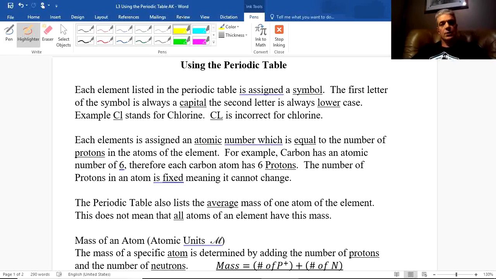Okay, so let's just go through the note and then go through some examples of how we can use the periodic table, and then I'll give you a worksheet as well to work on so that you can practice your skills using the periodic table.